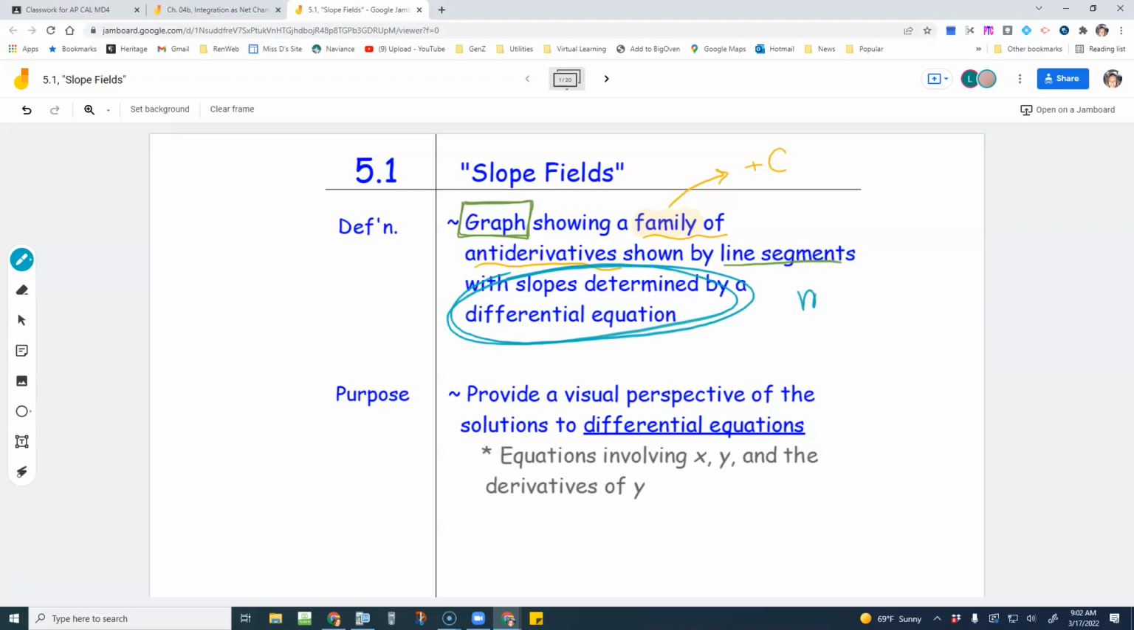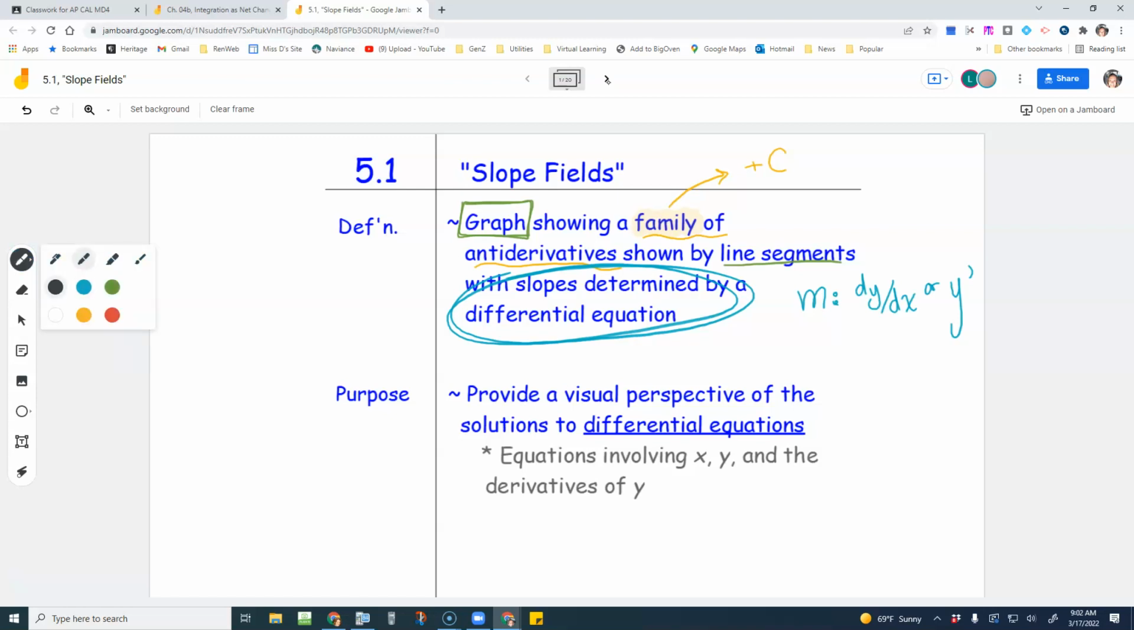Slopes are from the differential equation. Slopes are going to come from where slopes always come from. The derivative, which can be seen as a dy dx or it can be seen as a y prime. The purpose is to provide a visual perspective of the solutions to... So the solutions to, well, we're going to talk about that on the next page.